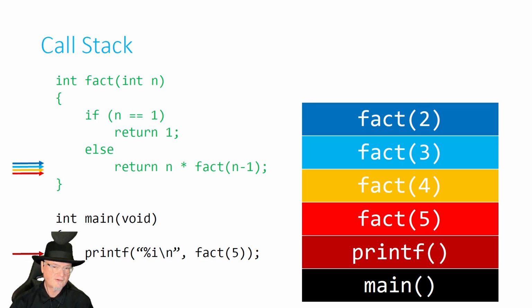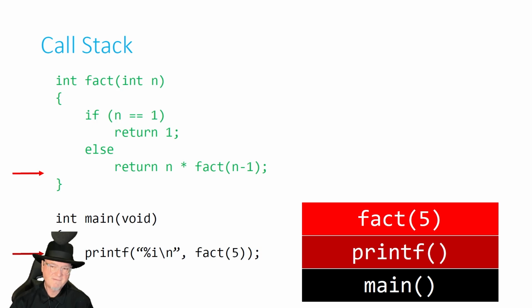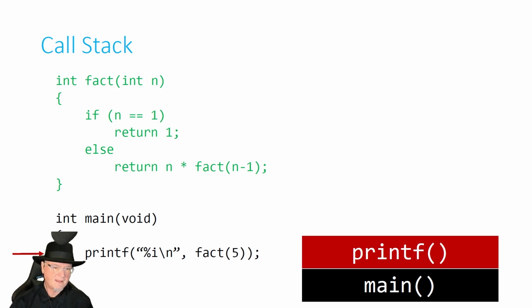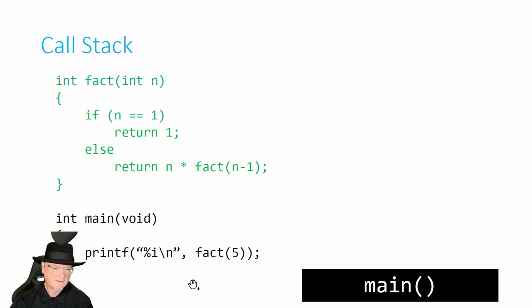And we're going to start peeling off the fact frames. And now we're down to our print frame again, which has some work to do. What work does it have to do? Well, it's going to print the value that was returned for factorial 5, which is 120. And once print does its work, we peel it off and we're just back to main, which will eventually close.